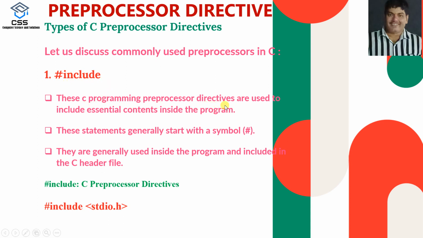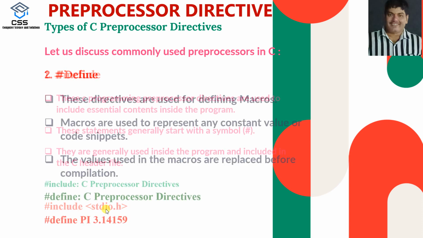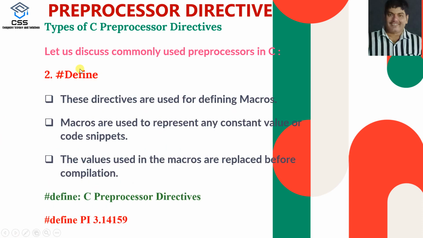This C preprocessor directive is used to include essential content inside the program. This statement generally starts with the symbol hash. It is generally used inside the program to include the header file, because functions are defined in the header file. If you don't include the header file, the functions will not work. How is the header file included? Hash include followed by the specific header file name.